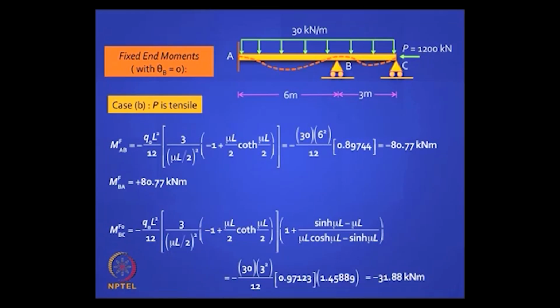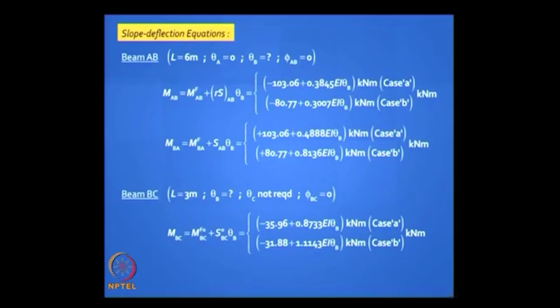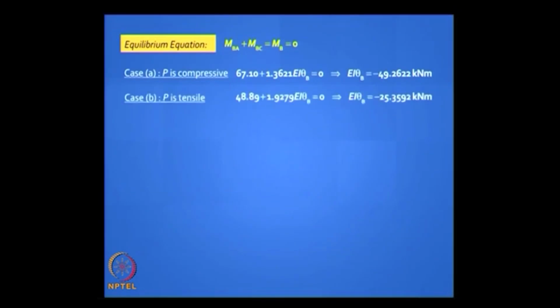Let us proceed. Write down the slope deflection equations. You can do it in one go, case A, case B will handle together because the equations do not change, it is only those values which change, and then write down the equilibrium equation which is the same, solve for the two cases, compressive and tensile.